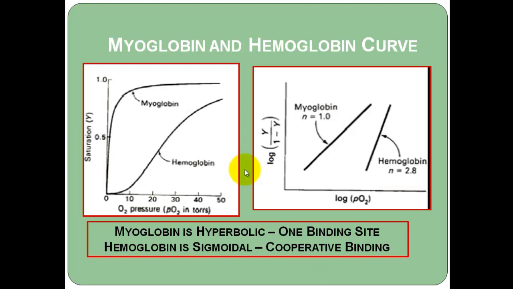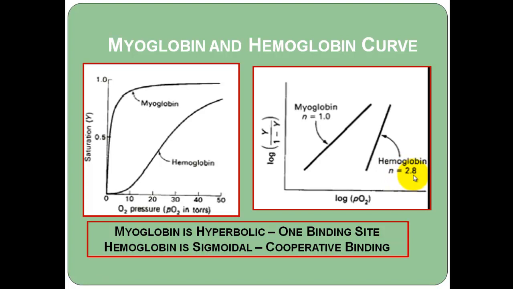Alright, so let's now combine what we've learned. For myoglobin, the saturation versus oxygen pressure graph is a hyperbolic curve, and the reason for this is that it has only one binding site. Notice that its value, n, is equal to 1, and this n is the same n from the Hill equation. For hemoglobin, due to the cooperativity between the different binding sites, the curve is a sigmoidal shaped curve due to an increase in cooperativity as represented by the 2.8 value here.